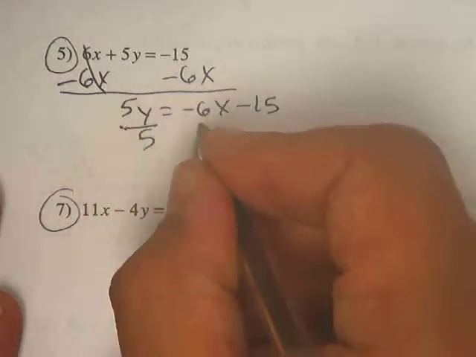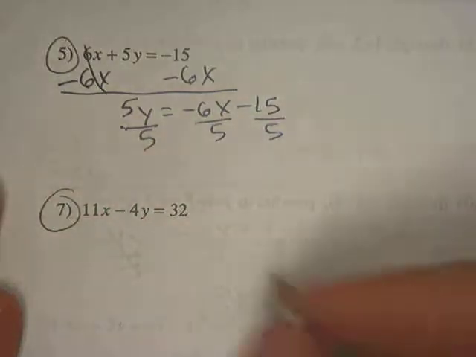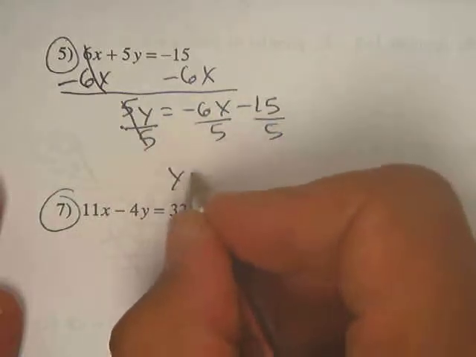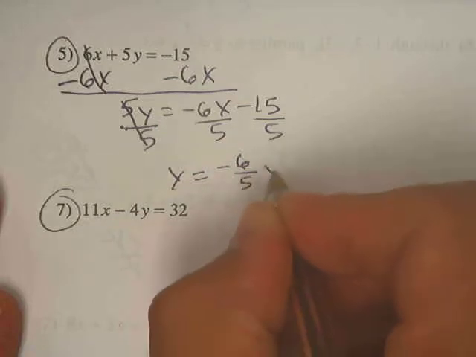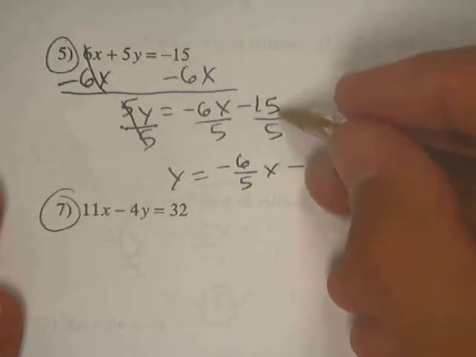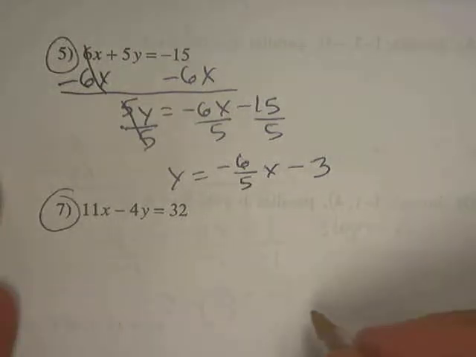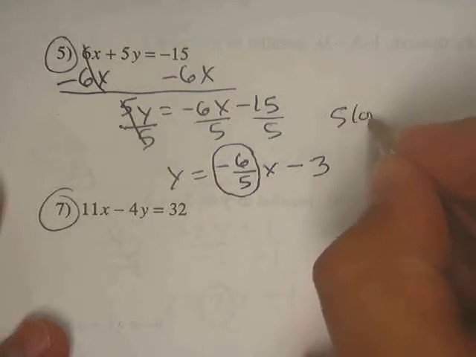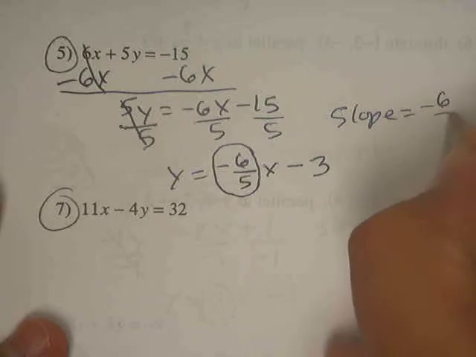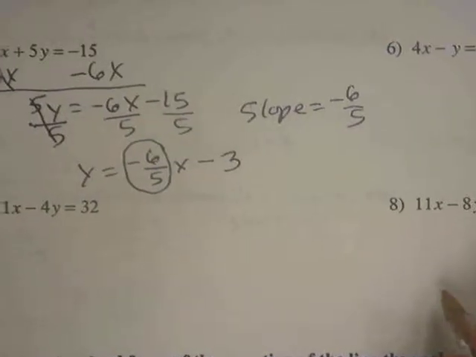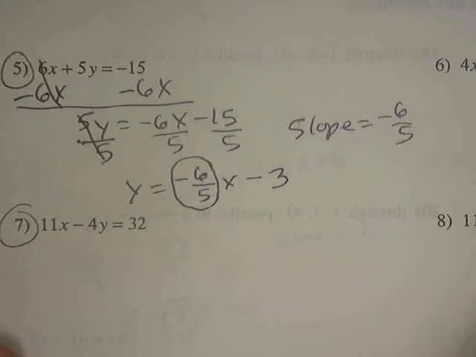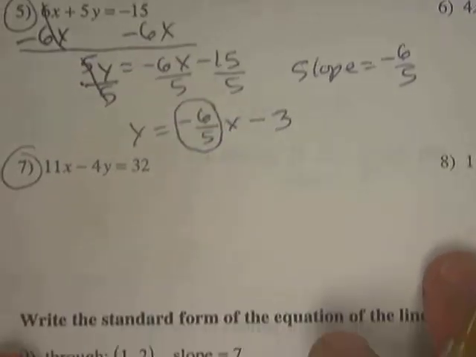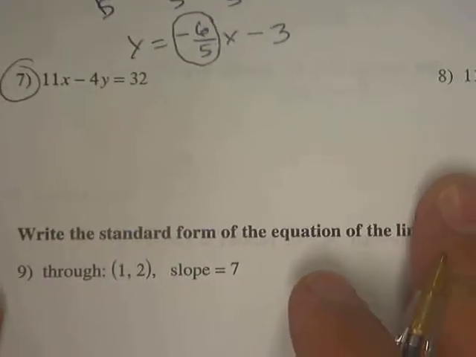So we get 5y is equal to negative 6x minus 15. Because I couldn't combine these together, right? Now to get y by itself, I have to divide by 5. Cancels out. I have y equals negative 6/5 x minus 15 divided by 5 is 3. So my slope-intercept form is negative 6 over 5. It's the coefficient of x. There we go.